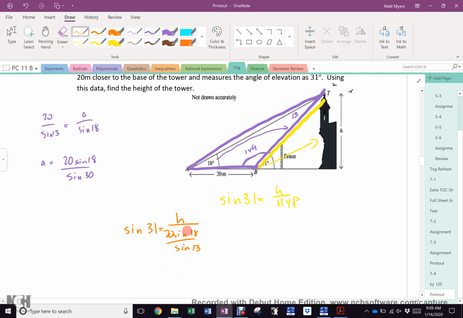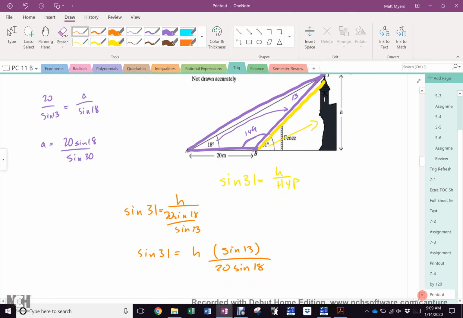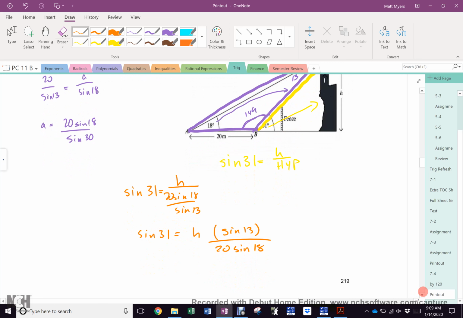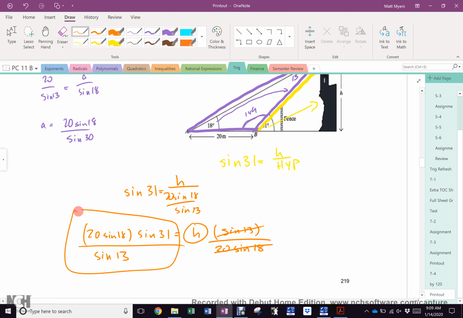Divide by a fraction is the same as what? Multiply by the reciprocal. So sine 31 equals h times sine 13 over 20 sine 18, yes? Right? Multiply both sides by 20 sine 18 to get rid of that. And then divide that by what? Sine 13. And you could do it all in one step.